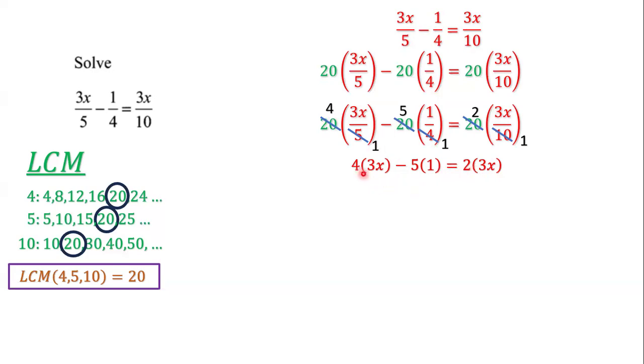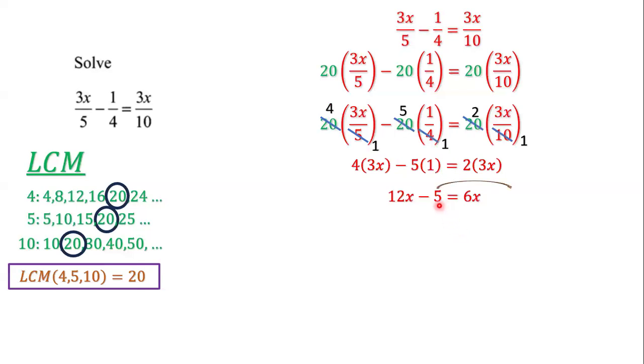And so we have 4 times 3x, which is 12x. We have 5 times 1, which is 5. We bring down the negative sign. We have 2 times 3x, which is 6x. And so what we have now is 12x minus 5 is equal to 6x.